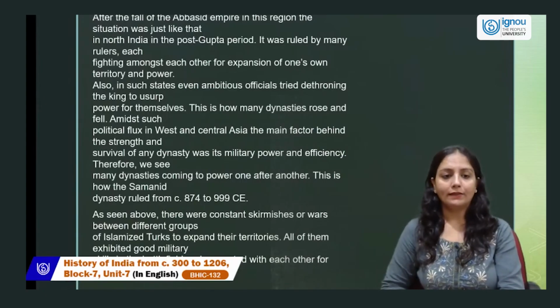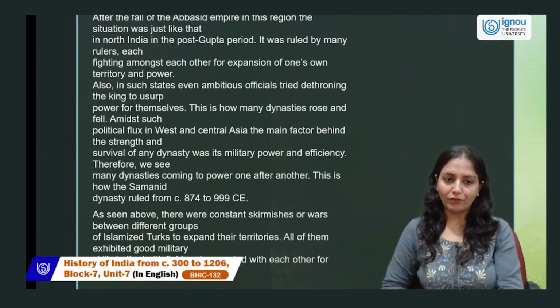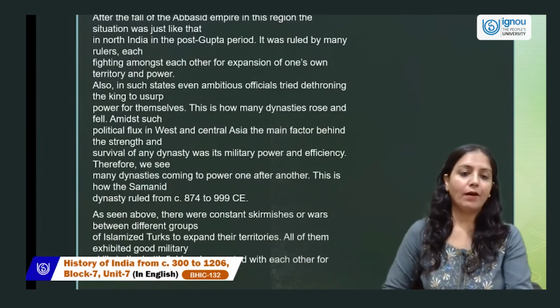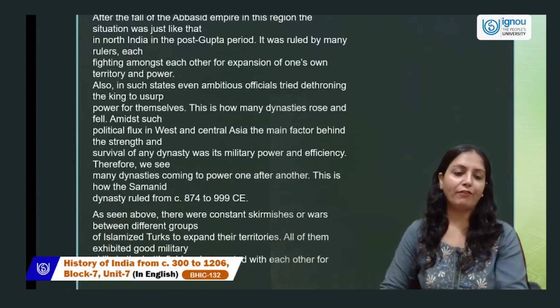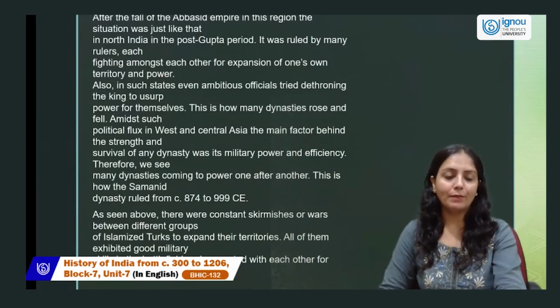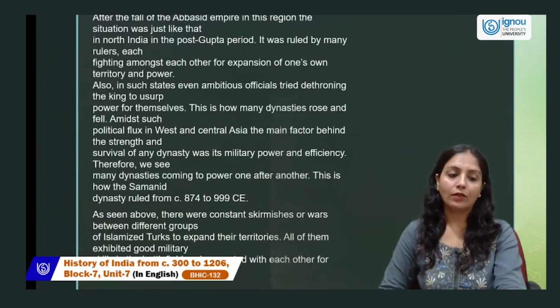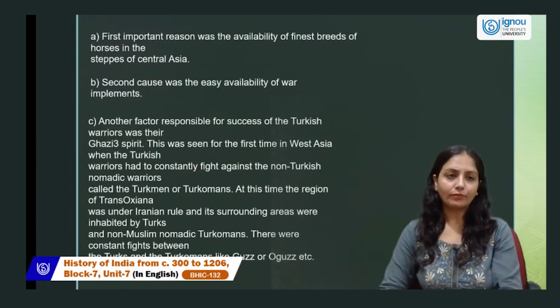This is how the Samanid dynasty ruled from 874 to 999 CE. As seen above, there were constant skirmishes or wars between different groups of Islamist Turks to expand their territories. All of them exhibited good military skills in the battlefield and competed with each other for power. All Turks, all Muslim rulers.